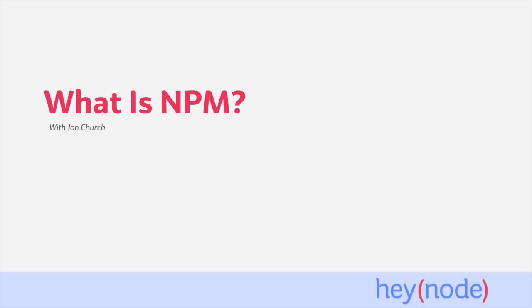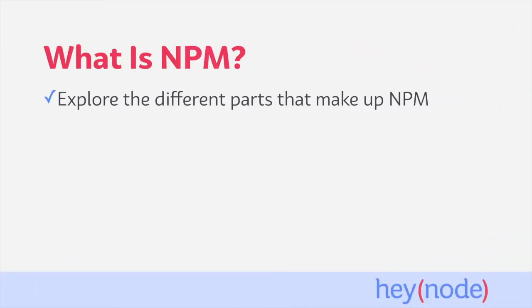One of the most powerful benefits of working with Node.js is the ecosystem of open source JavaScript libraries and tools available to us. In order to make use of these libraries and tools, we need a way to find, install, and manage them. That's exactly what npm helps us with. npm is both the standard command line tool for installing Node.js dependencies and a public database of JavaScript packages available for download. In this tutorial, we'll explore the different parts that make up npm.